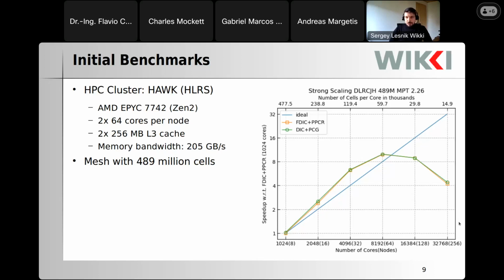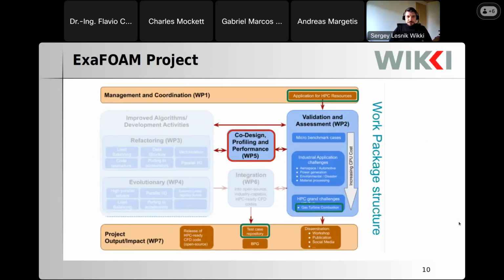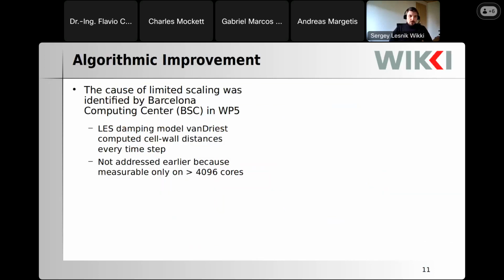We just took it as a result, but then the colleagues from the Barcelona Supercomputing Center did a profiling on this and found a problem. So in the turbulence model, we have a problem that the cell wall distances were computed every time step.